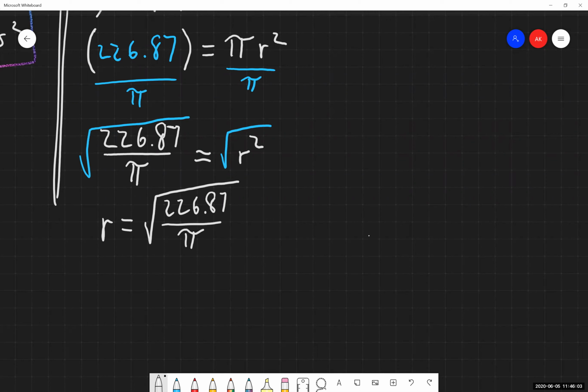But this is the stage right here. This is the point where you would be plugging things into your calculator. And the calculator can handle this. It can do this no problem. So we'll jump over to the graphing calculator and show you guys how to enter that in.